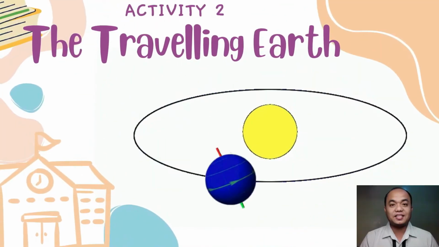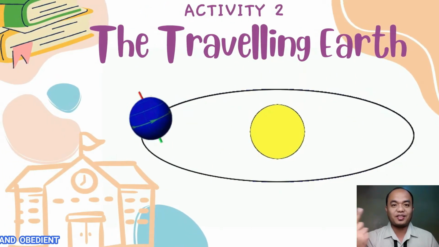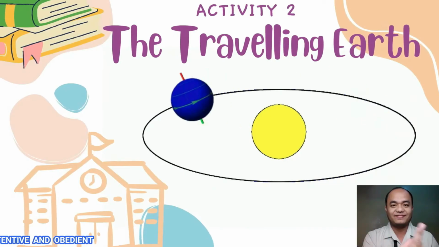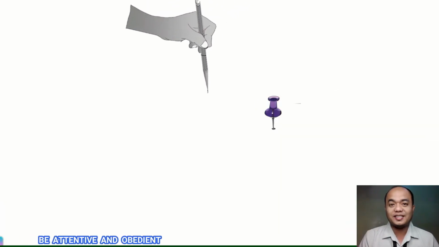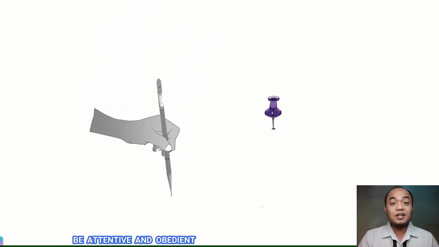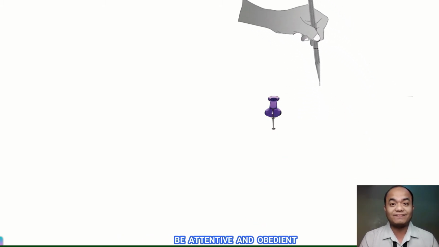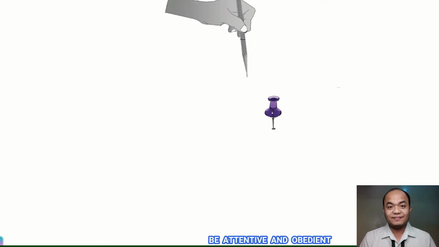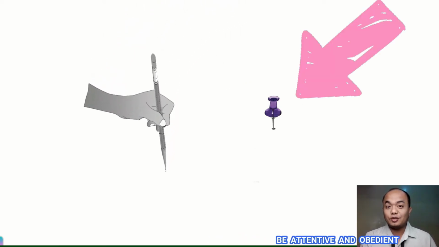This time, let us discuss your activity number 2 entitled Traveling Earth. What do these materials in your activity number 2 represent? What does the pushpin represent? And how about the pencil? What does it represent? Anybody? Let's have first the pushpin.